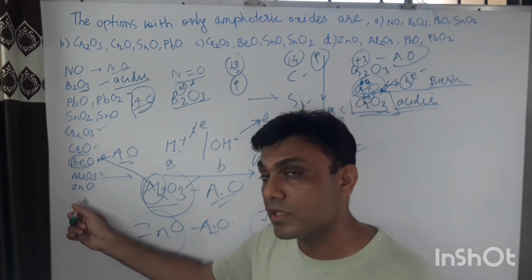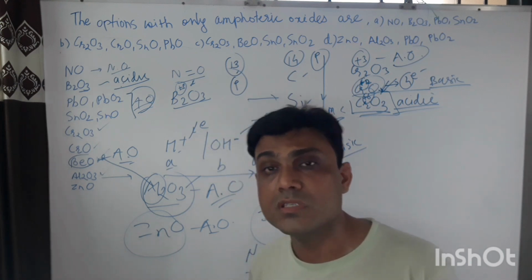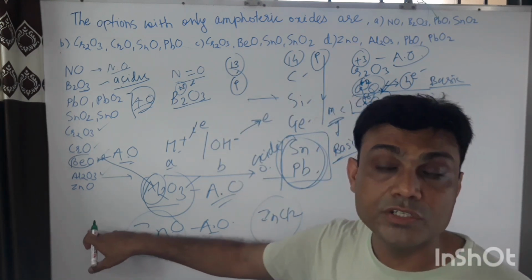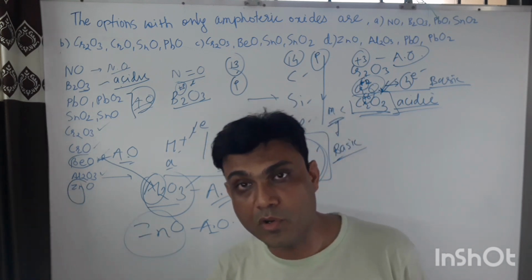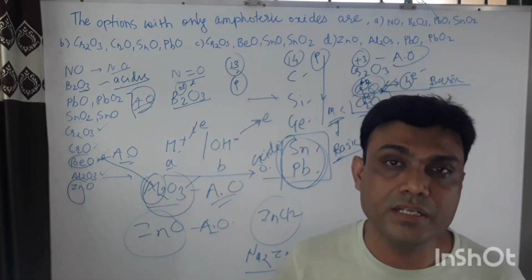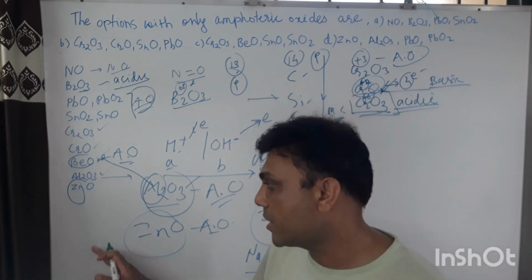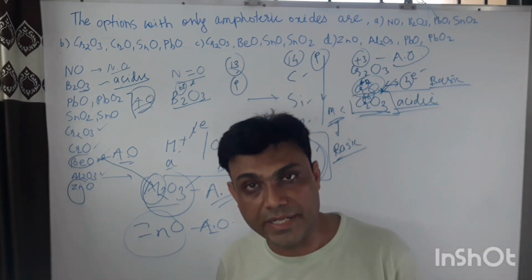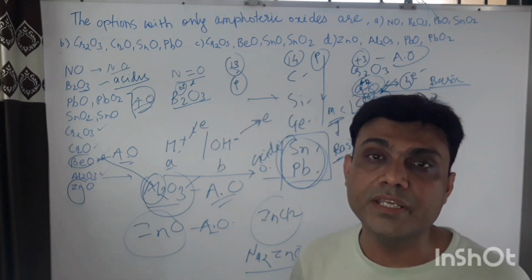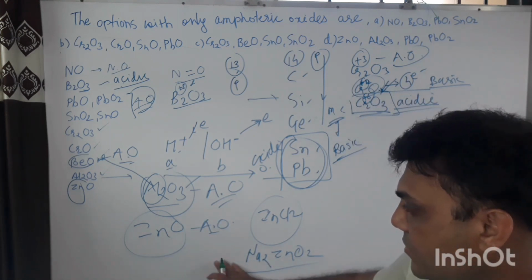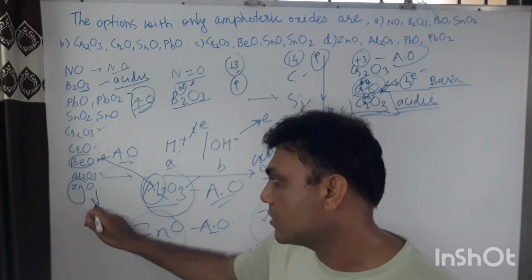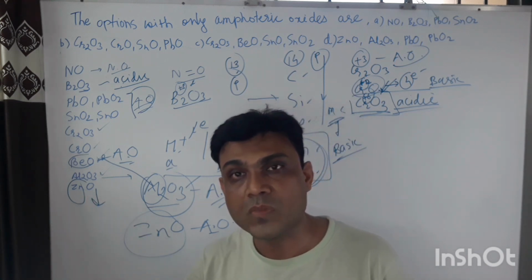So this is also an amphoteric oxide, because zinc is a metal, so it should form a basic oxide. And this zinc comes at the boundary between the d block and the p block, so it should also have non-metallic character, and you know non-metallic elements mostly form acidic oxides. So there is a combination of basic and acidic oxide. That's why it is an amphoteric oxide.